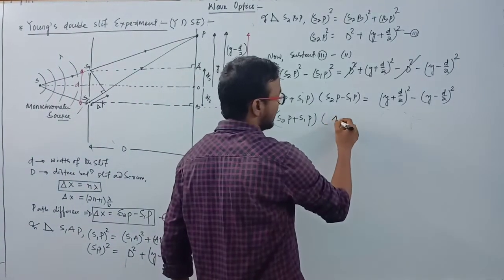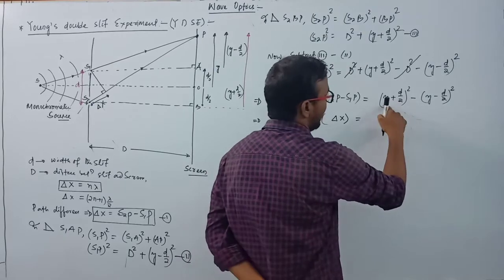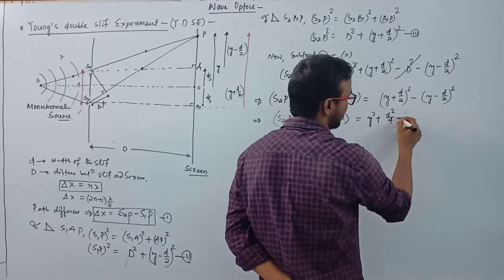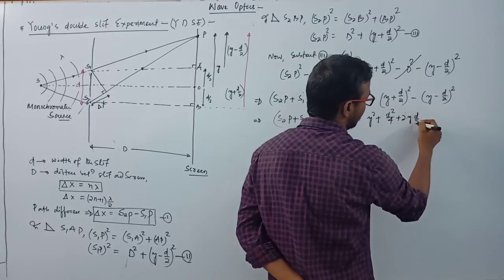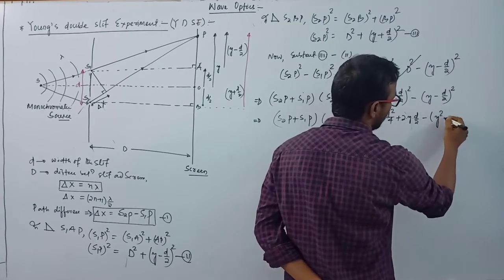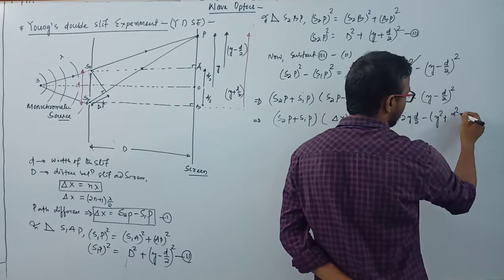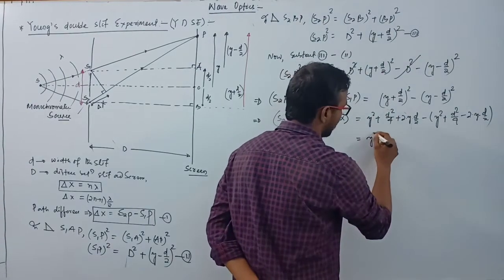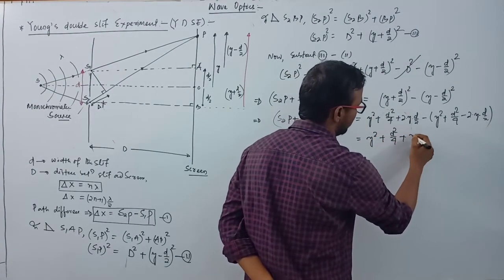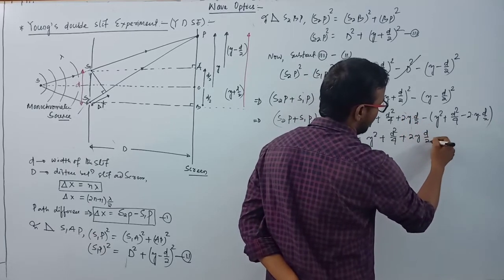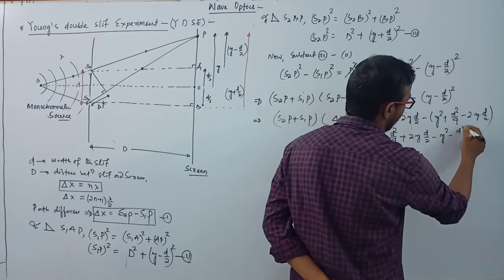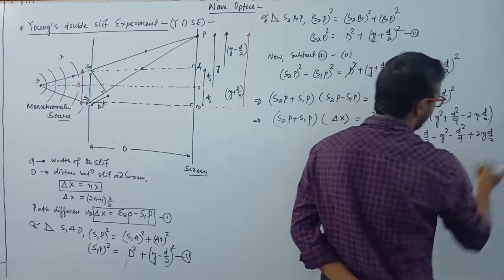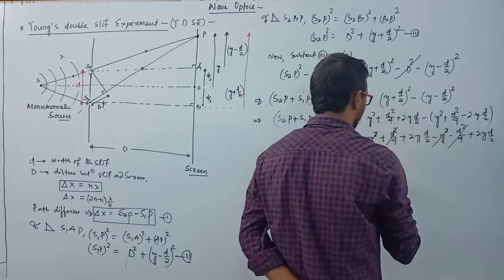So delta x equals (a plus b) whole square, that is a square plus b square plus 2ab, with b being d by 2, minus (a minus b) whole square, that is a square plus b square minus 2ab. If you solve this relation, we get y square plus d square by 4 plus 2y d by 2, minus y square minus d square by 4 plus 2y d by 2, and here y square and d square by 4 cancel.